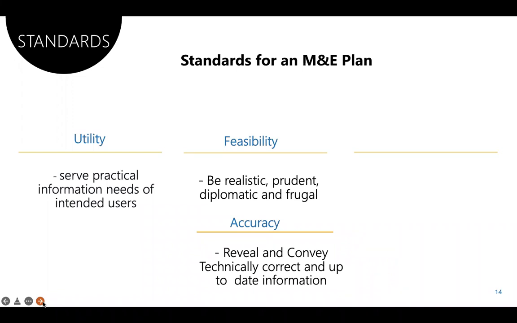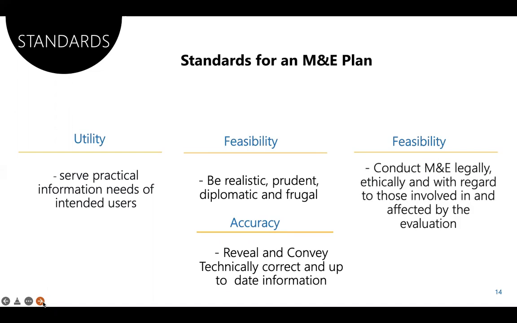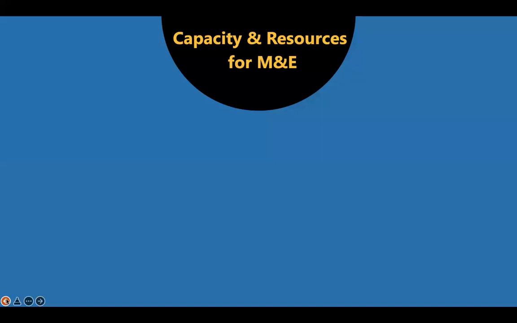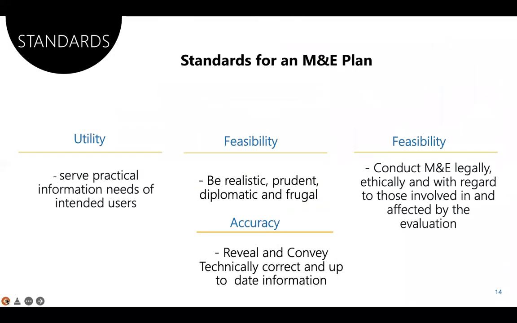These are the standards. When you talk about an M&E plan, it needs to generate useful information, utility. An M&E plan needs to be realistic, prudent, frugal, in other words, possible to implement. It has to be accurate. You are getting not just what you want to hear, but a system. An M&E plan should be one that can reveal to you technically correct and up-to-date information, not just what you want to hear.